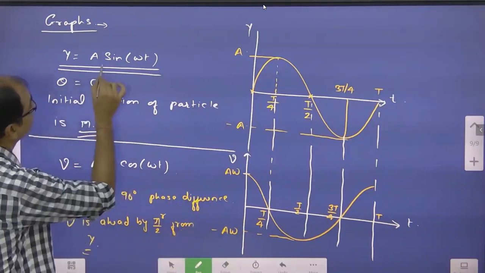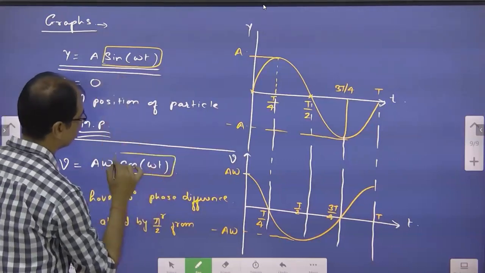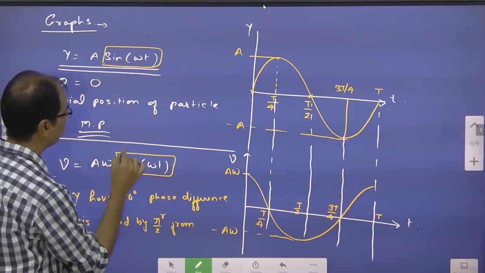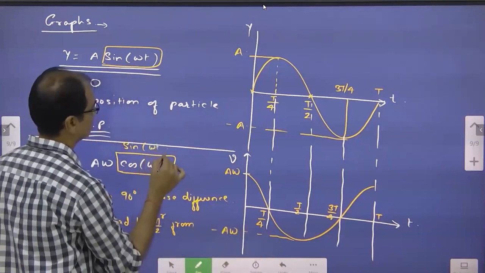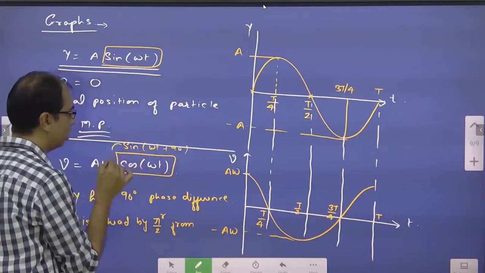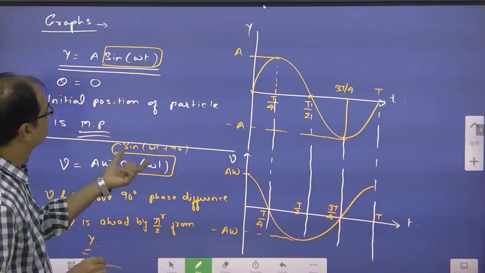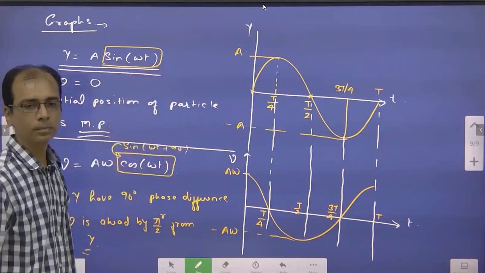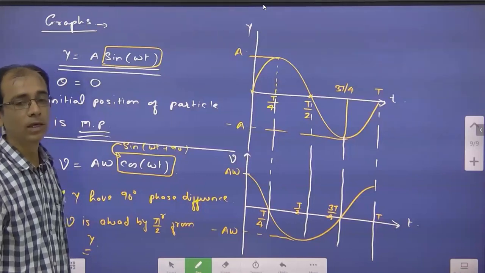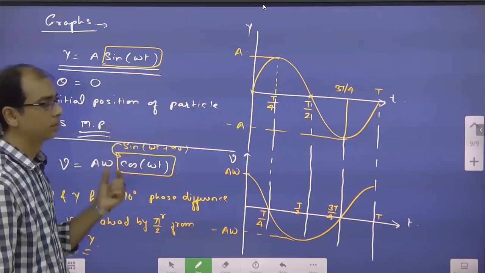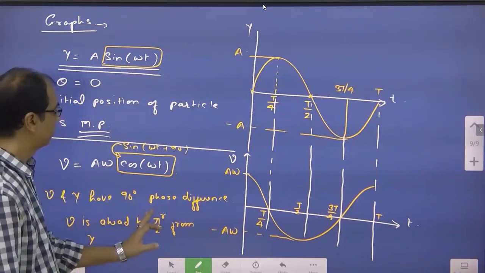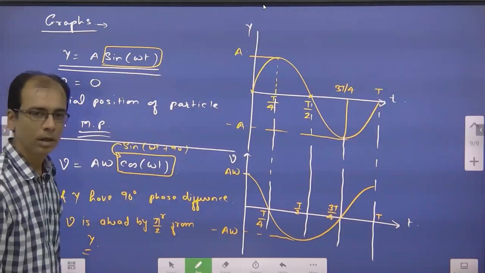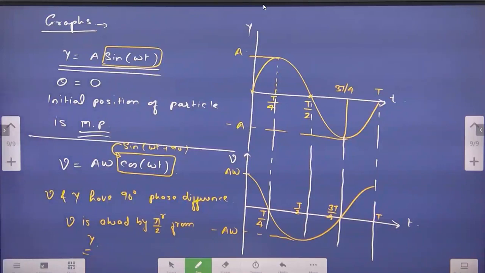If we are going to compare this function and this function, that cos omega t, I can write this as sine of omega t plus 90. Sine omega t plus 90 is what? Cos omega t. So if we compare this and this function, we say that V is 90-degree ahead of Y. So that's what I have written. V and Y have 90-degree phase difference, V is ahead by pi by 2 radian from Y. Remember that. Note that one also. Make the diagram. If any doubt is there, ask.